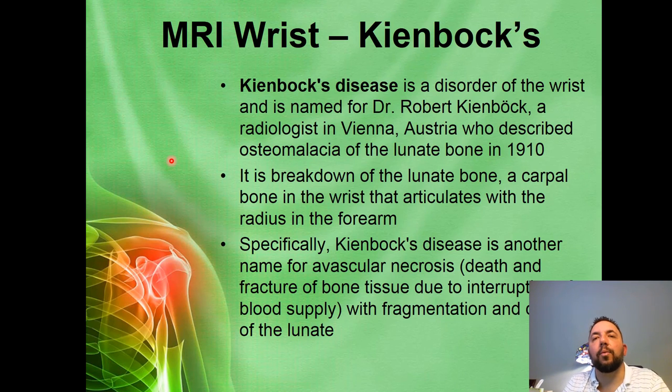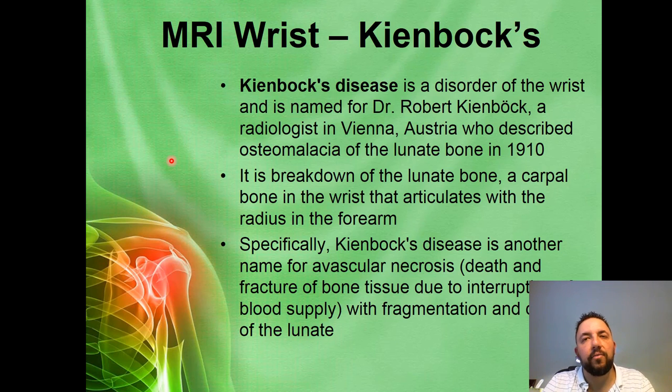And then here comes our Kienbock's disease, which you'll need to know. Kienbock's disease, very often seen on MR of the wrist. It's a disorder of the wrist named for Dr. Robert Kienbock, radiologist in Vienna, Austria, who described osteomalacia of the lunate bone in 1910. It's a breakdown of the lunate bone, which is a carpal bone in the wrist that articulates with the radius in the forearm. Kienbock's disease is another name for avascular necrosis.